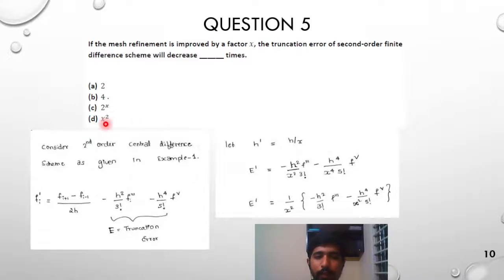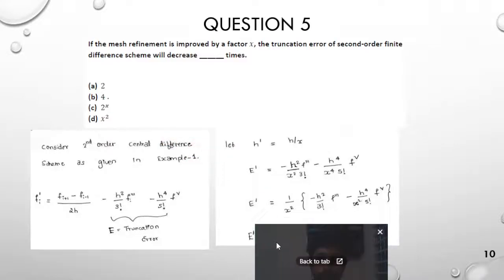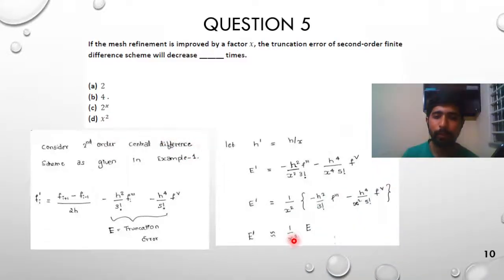The correct answer is d only, x square, but it is approximately 1 by x square of the original truncation error, because you have some other terms also. You need to take that also into account. You can ask your friends, Lokesh.